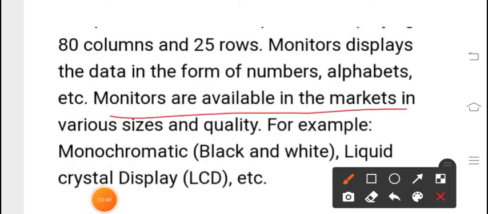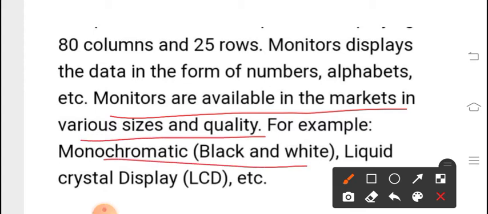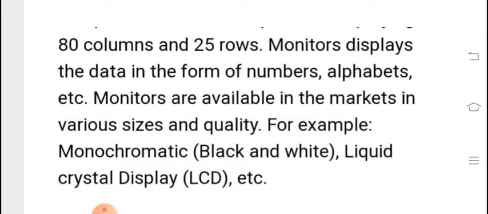Monitors are available in the markets in various sizes and quality. For example, monochromatic black and white, liquid crystal displays, which we are naming as LCD.